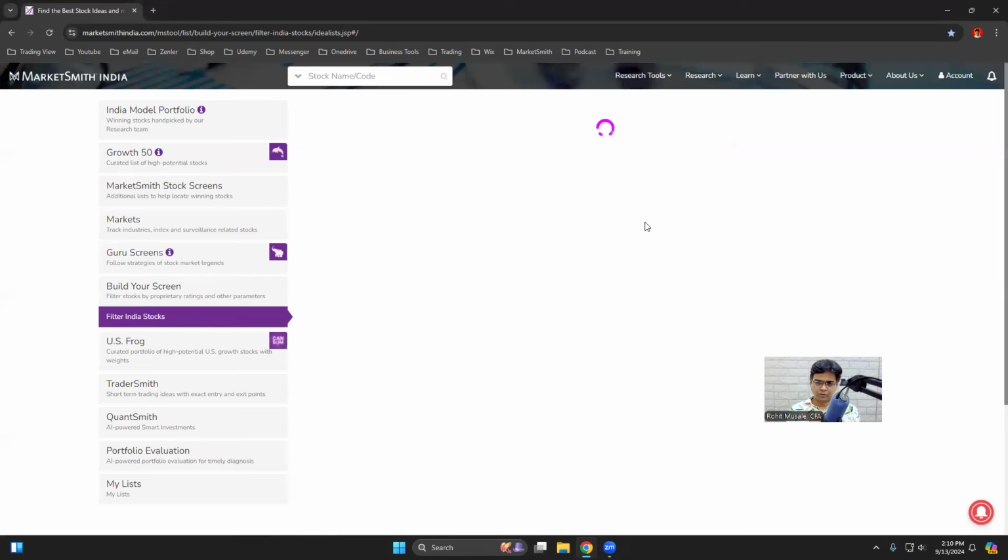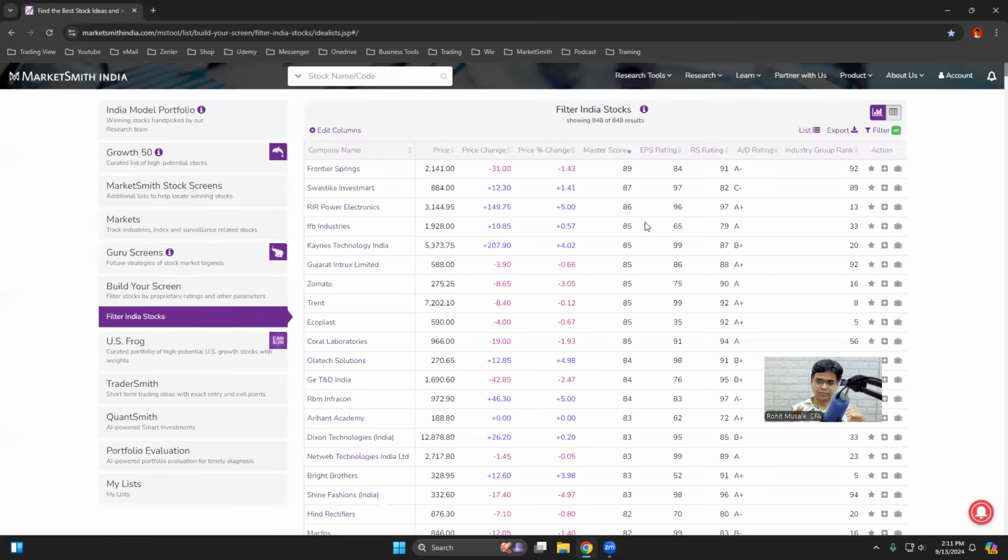848 stocks. Now, you have to go through 848 stocks to see whether the price is above the 50-day simple moving average, whether the 50-day simple moving average is above the 150-day simple moving average, and if the 150-day moving average is above the 200-day simple moving average. You have to manually check this because in these filters, there is no 150-day simple moving average, and 150-day is a key criteria in the trend template. Now, here is the problem.